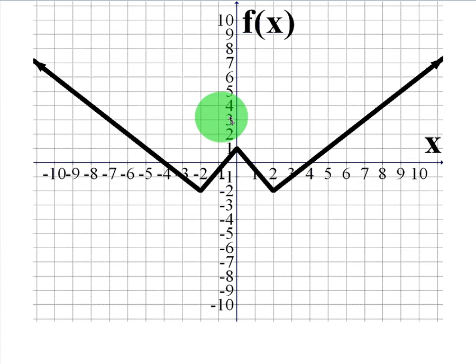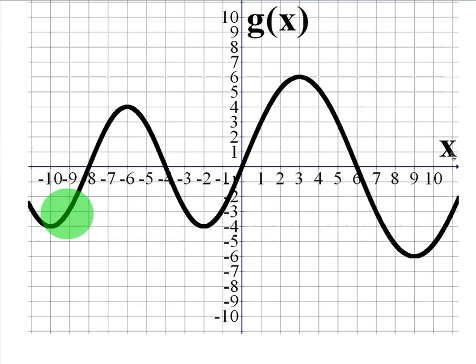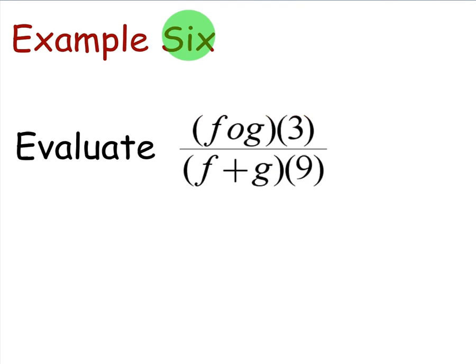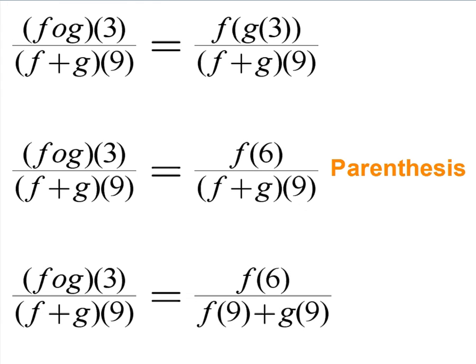And for example 6, we're going to be using f of x again and g of x. Let's take a look at example 6. This is a little bit more advanced. It says evaluate f of g of 3 all divided by f plus g of 9. Alrighty. Well, this is kind of complicated, right? But we can break it down and solve it no problem using the order of operations.